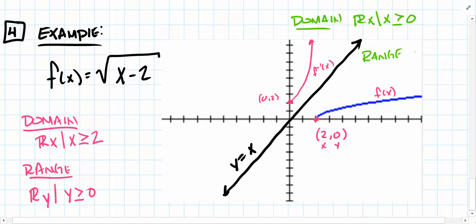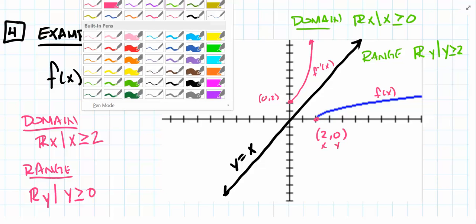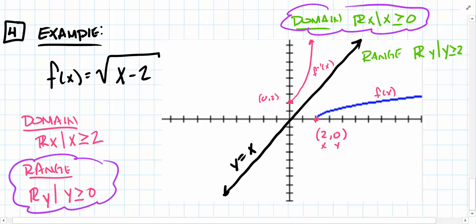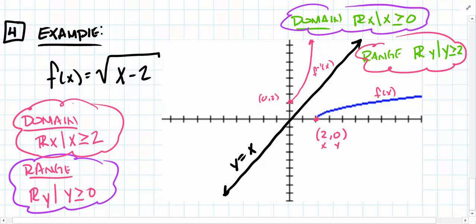Okay, you guys should be making some kind of an amazing revelation between the domain of your inverse function and the range of your original function. And you should also be making the amazing revelation that the range of your inverse function is the domain of your original function. Do you see that? Why? Because every x and every y is switched.